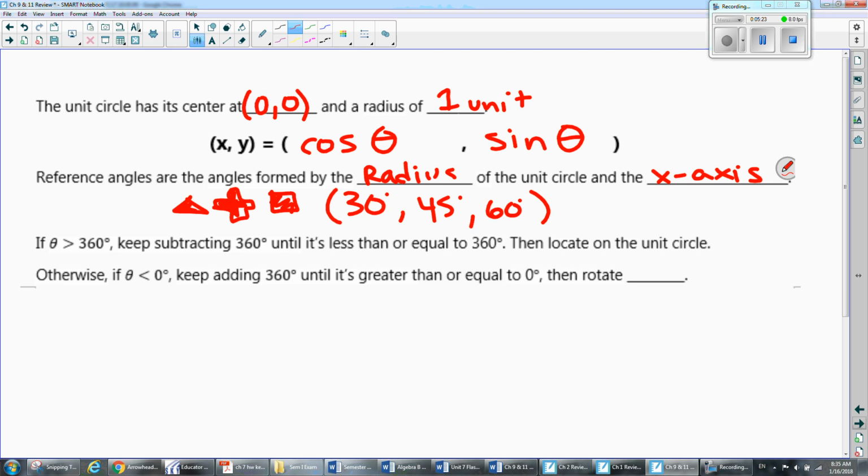Okay, so if you're rotating more than 360 degrees, so if your theta value is greater than 360, just keep subtracting 360 until you can find it on the unit circle. Otherwise, if it's negative, keep adding 360 until it's greater than or equal to 0. Then you would still rotate counterclockwise like normal.